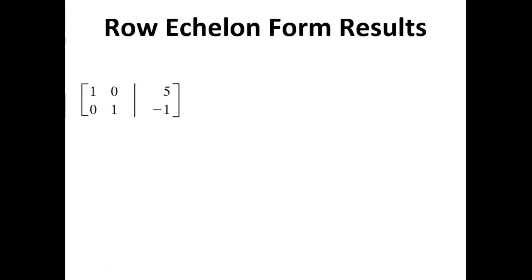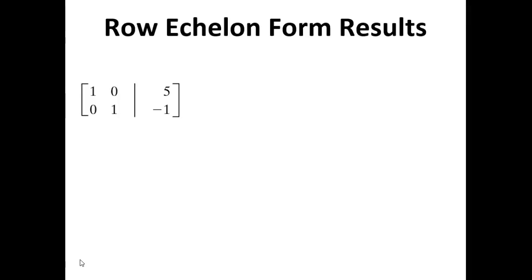So this one right here would be row echelon form. We have 1s down the diagonal, and everything below a 1 is 0. So again, if you have 1s down the diagonal and everything below it is a 0, that would be row echelon. Now in this case, what is this row echelon form going to tell us?